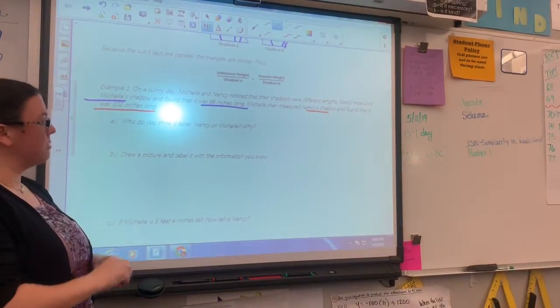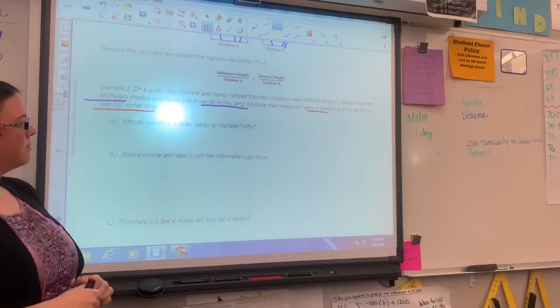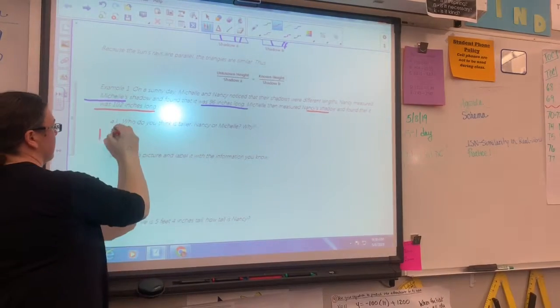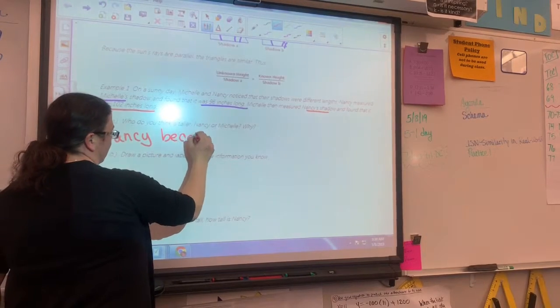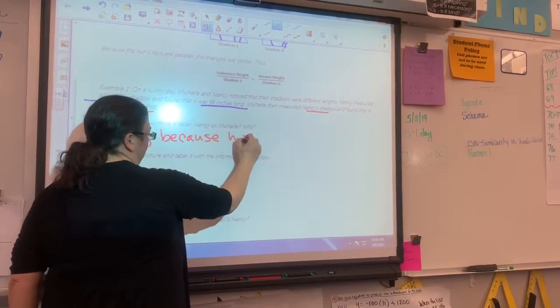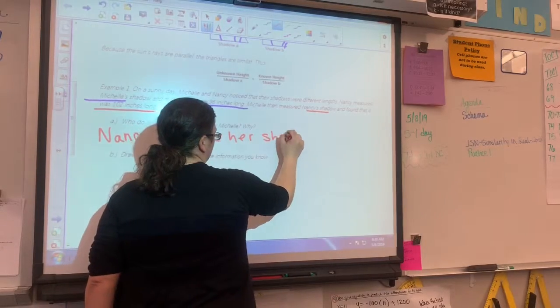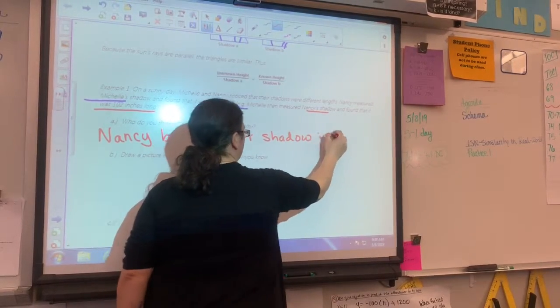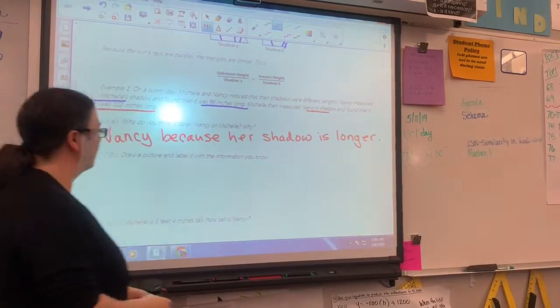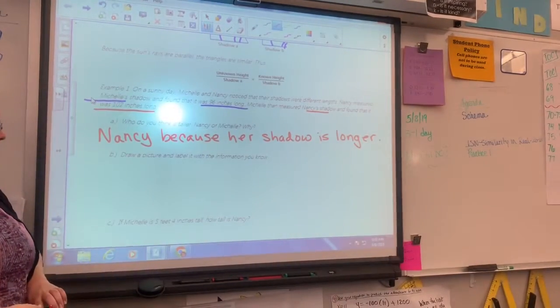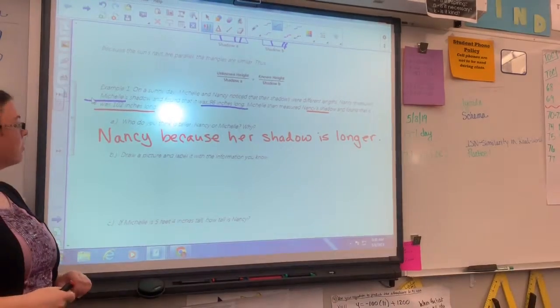Who's going to have the taller shadow? Michelle or Nancy? Who's going to be taller? Nancy, because her shadow is longer. So draw a picture and label it with the information that you know.